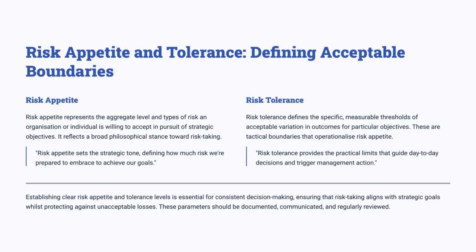Risk appetite defines the overall risk level an organization is willing to accept to achieve strategic goals, setting a broad tone for risk-taking. In contrast, risk tolerance specifies measurable thresholds for acceptable outcome variations, guiding daily decisions. Clear documentation and regular reviews ensure alignment with strategic objectives while safeguarding against unacceptable losses.